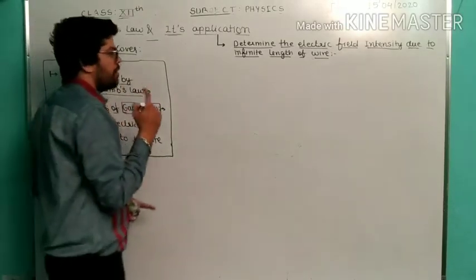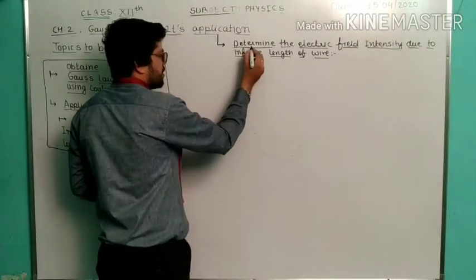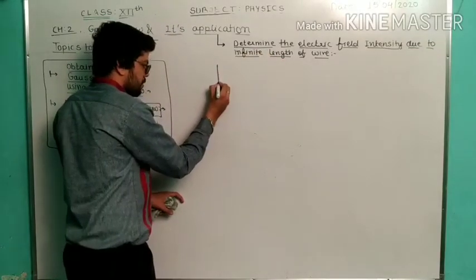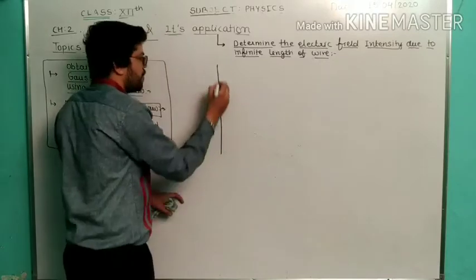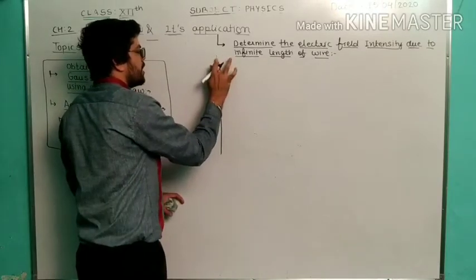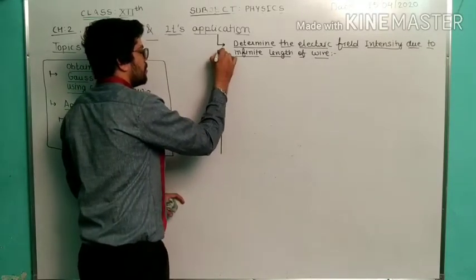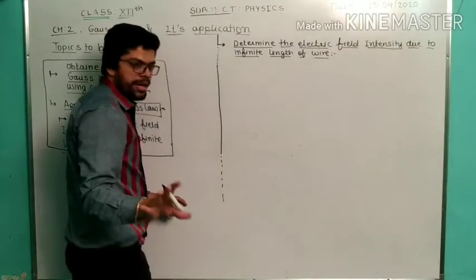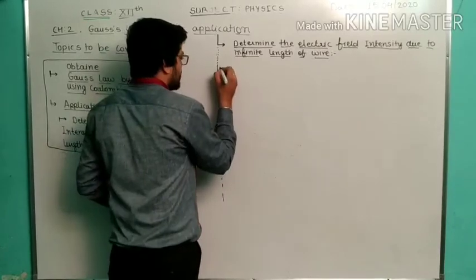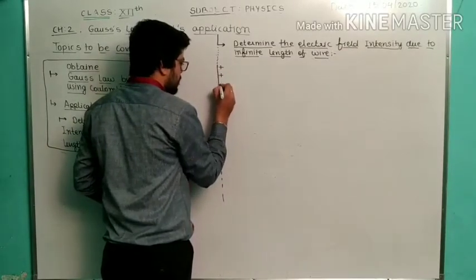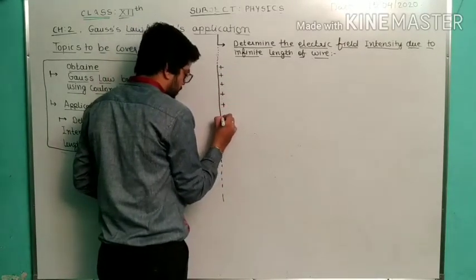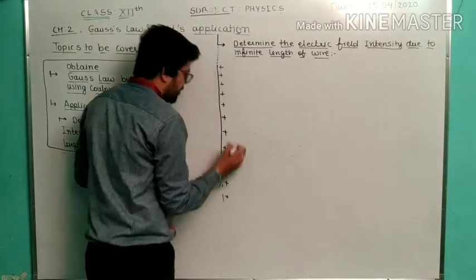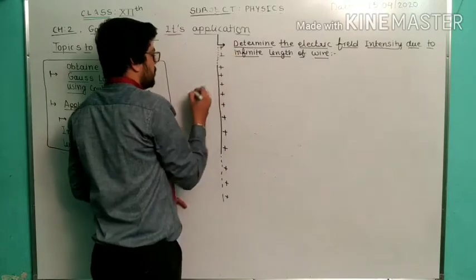Okay, so always remember this. So let's start. Infinite length of wire. So we are drawing an infinite length of wire. Infinite wire means there is no end point, it goes on. This also goes on. There is no end point. Okay, and let's consider positive charge is distributed over this length of wire. What type of charge? Positive charge is distributed over this length of wire.